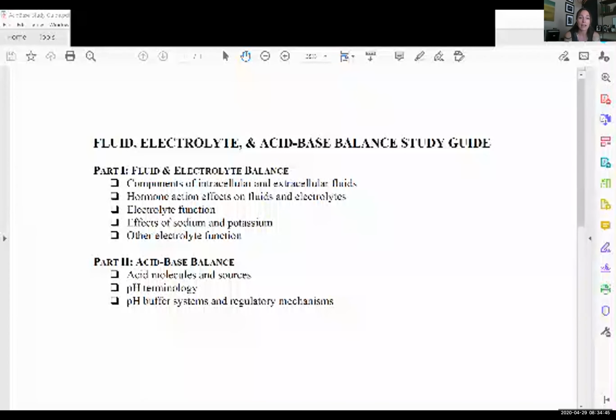There are hormone effects and fluids on electrolytes. This is really the same exact hormones, the three main ones that you should know about: aldosterone, antidiuretic hormone, and atrial natriuretic peptide. It's really talking about how they move sodium, and then water will move. And it just depends on which direction. Are you moving it back into the body, or you're letting it go out? Electrolyte function, just what do we do with electrolytes in the body? Really just big picture stuff on that one.